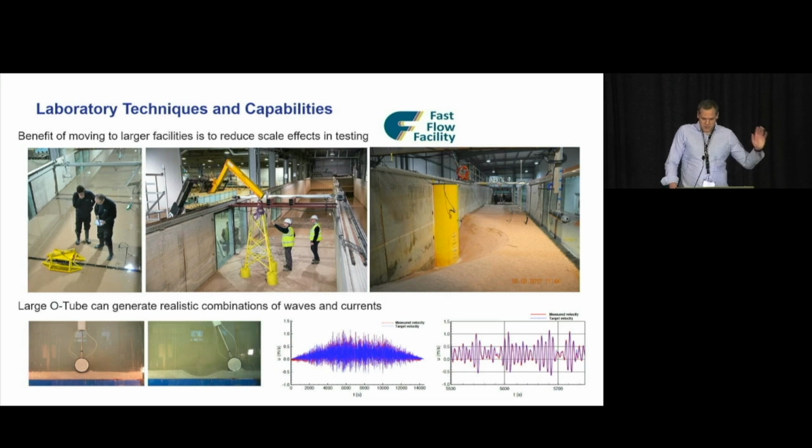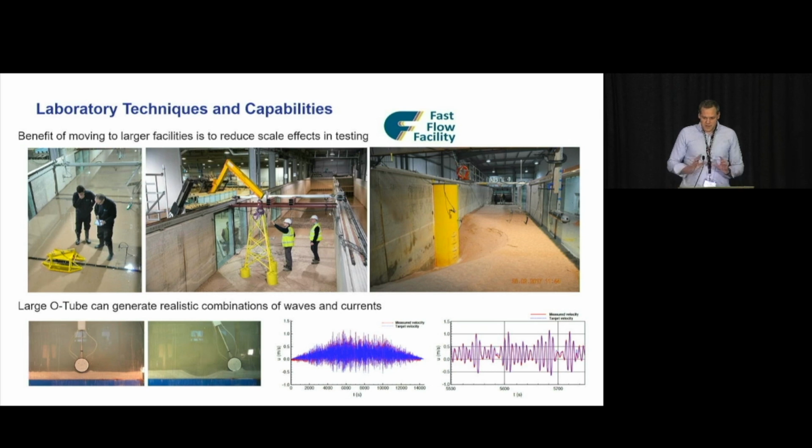The structure to the left is a protection structure for a pipeline at 1:20 scale. There's a jacket structure at 1:30 scale in the middle. On the right-hand side, there's a pile that's actually at 1:2 scale. And this is exploiting symmetry by chopping the pile in half and sticking it against the wall of the flume.